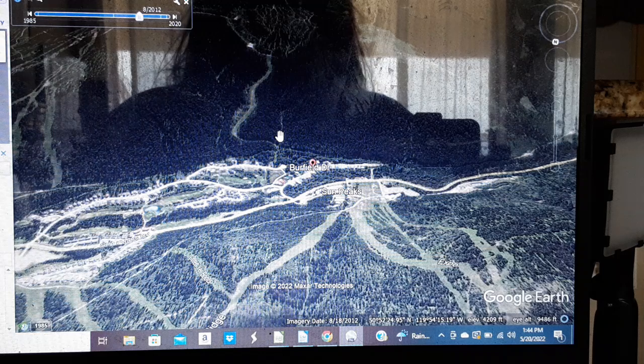So that is the map analysis for the disappearance of Ryan Shtuka.